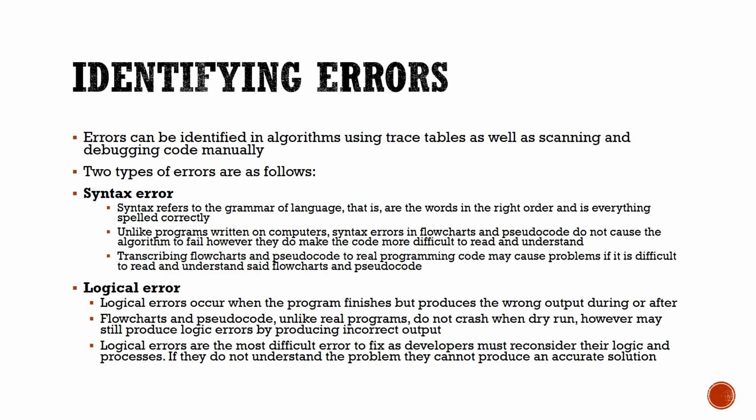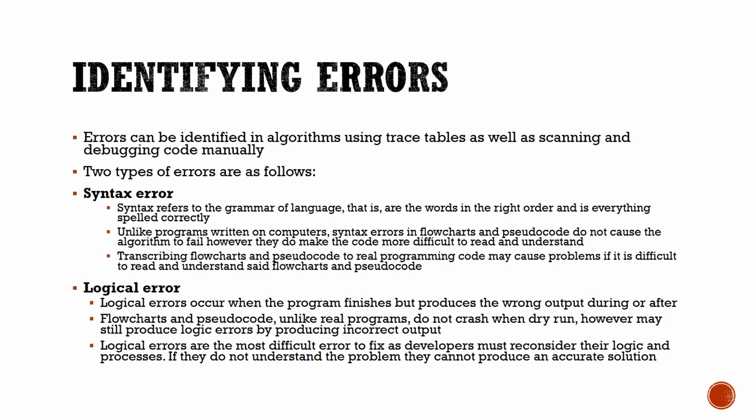Once we have developed all the cycles and tested the algorithm, it's time to identify errors. Errors are basically any type of problem in our systems. Errors can be identified in an algorithm using a trace table as well as by scanning and debugging code manually. Two types of errors are as follows: syntax error and logical error.